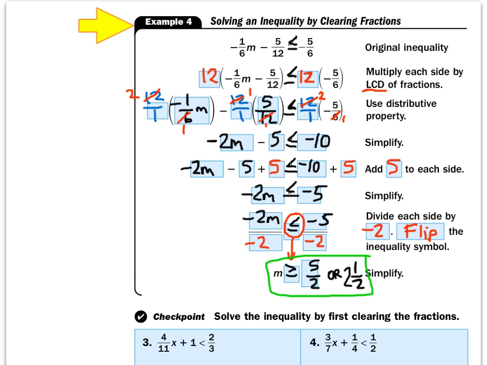So now let's get rid of the minus 5. We're going to add 5 on both sides of the inequality. So that'll give us negative 2m is less than or equal to negative 5. And now let's divide both sides by negative 2. And remember, when we multiply or divide by a negative, the inequality switches. It flips around. So that gives us m is greater than or equal to 5 over 2, or 2 1/2.